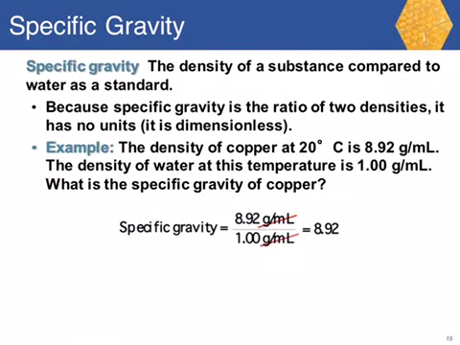Specific gravity is the density of a substance compared to water as a standard. It's a ratio of 2 densities, therefore it has no units. So if we know the density of copper at 20 degrees is 8.92, and we know that the density of water at the same temperature is 1, then the specific gravity of copper is the density of copper divided by the density of water, and the units cancel.